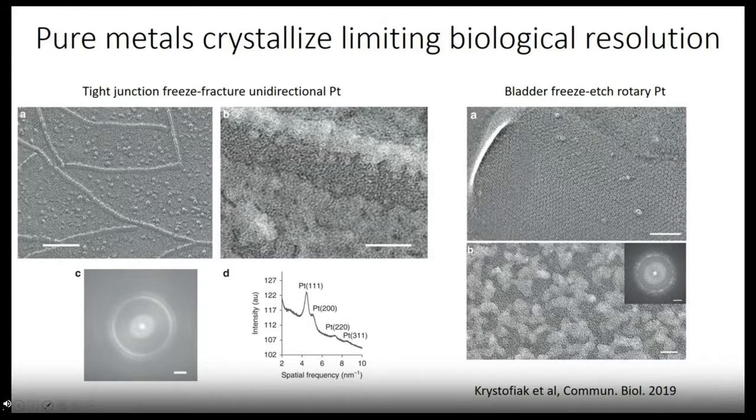Platinum is a very good metal for this because it forms very small grains, but it does still form grains. In fact, any pure metal that you deposit on a biological cold sample is going to form crystals. And we can actually see them. If you look carefully, you might be able to see some platinum lattice planes in this image. This is a very high magnification of the tight junction strand. We do the Fourier transform of this image. We can see these spatial frequencies, and we can actually characterize these spatial frequencies and find they correspond very well to platinum crystal planes. So the crystallization of the platinum is interfering with our ability to resolve biological details.